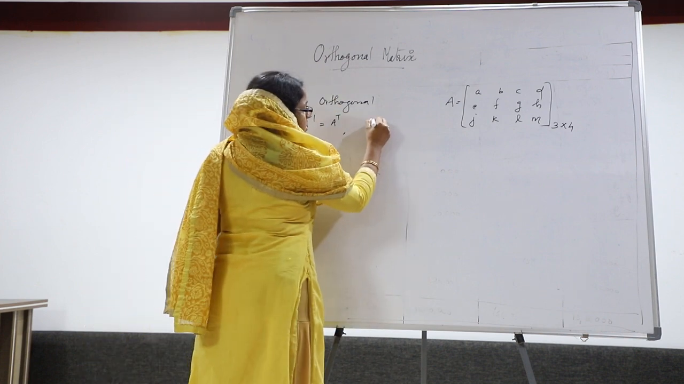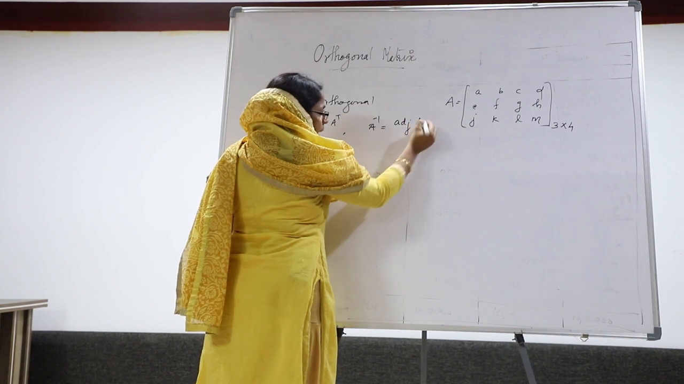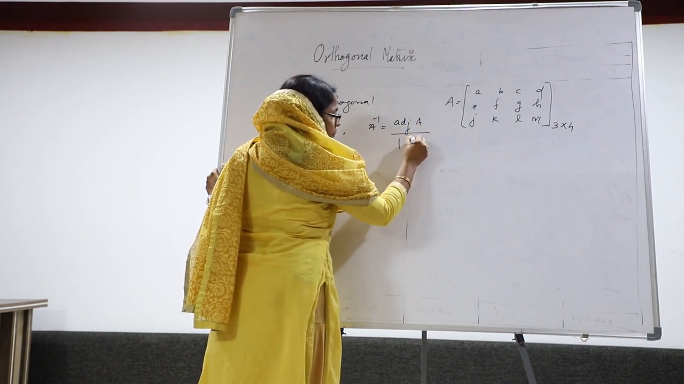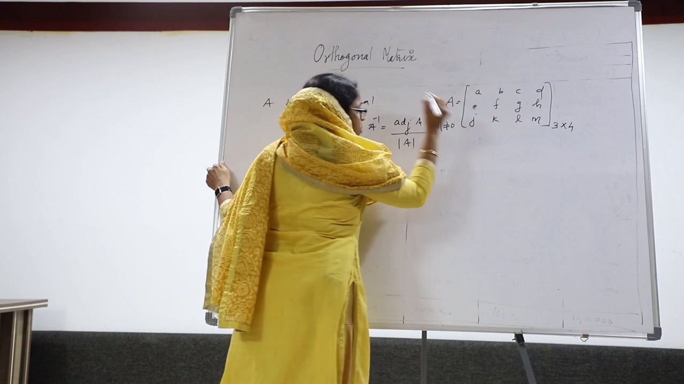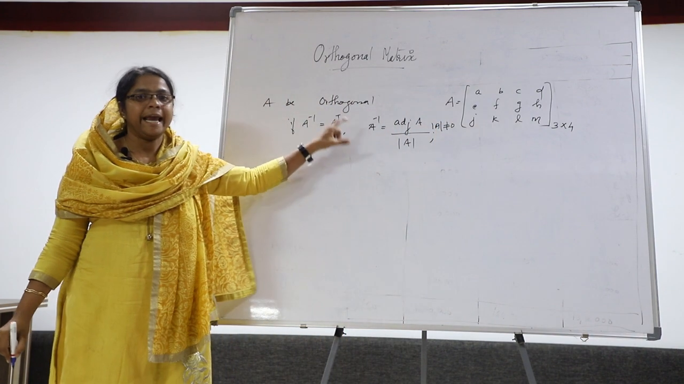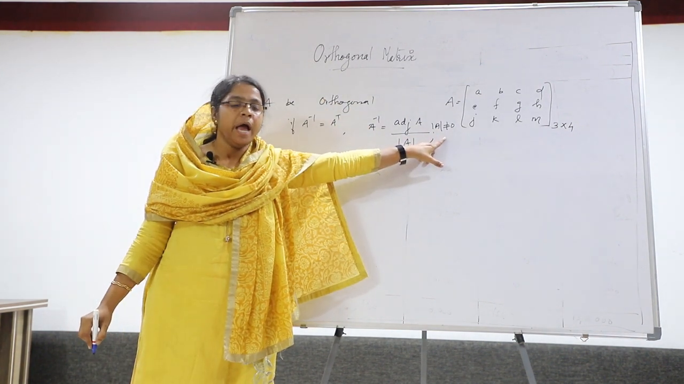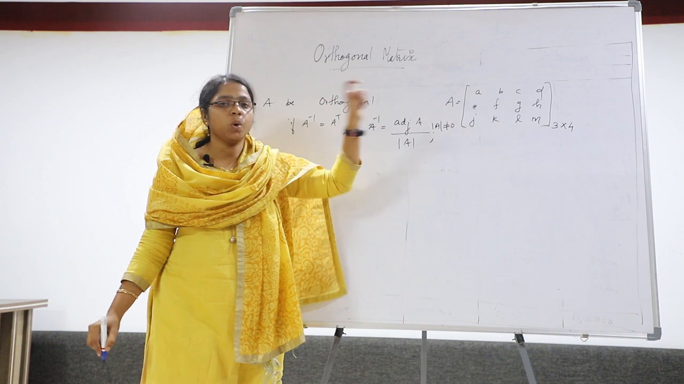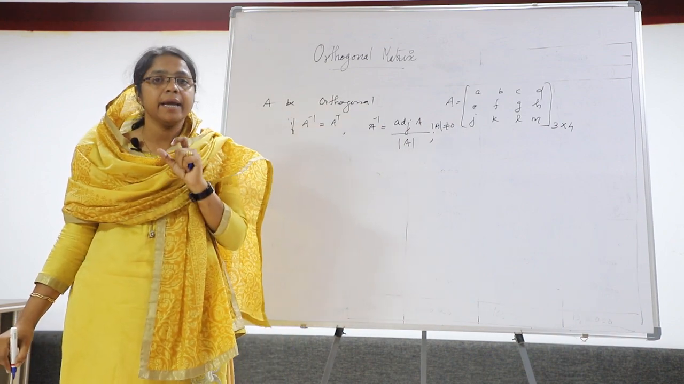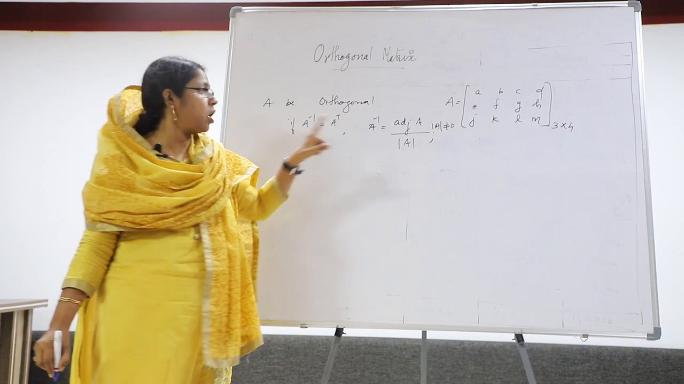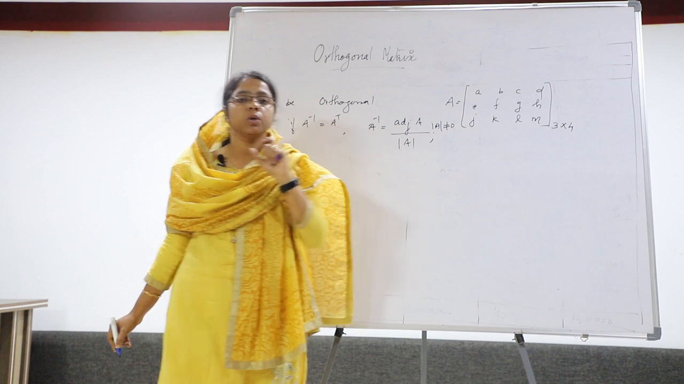Where A inverse we can find by using the formula adjoint of A divided by determinant of A. So determinant of A is not equal to 0; that is the additional condition. A inverse exists only if determinant A is not equal to 0. And if determinant A is not equal to 0, we can say that the square matrix A is invertible. So a square matrix is said to be invertible if determinant of A is not equal to 0.